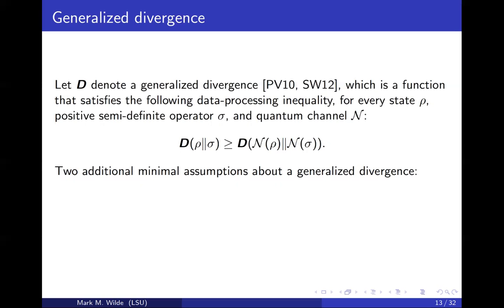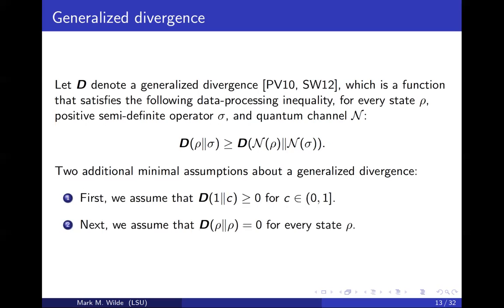We're going to make two minimal assumptions about a generalized divergence. If it's a function of a state and an operator, an example of a trivial state is in fact the number one. That's kind of a funny thing if you've never thought about that before, but the number one is a quantum state. And so we make this requirement that if the second argument is less than or equal to one, then the measure is non-negative. That's obeyed by many divergences of interest. Another minimal assumption is that it's equal to zero if the first and second argument are the same. That's a very minimal assumption.